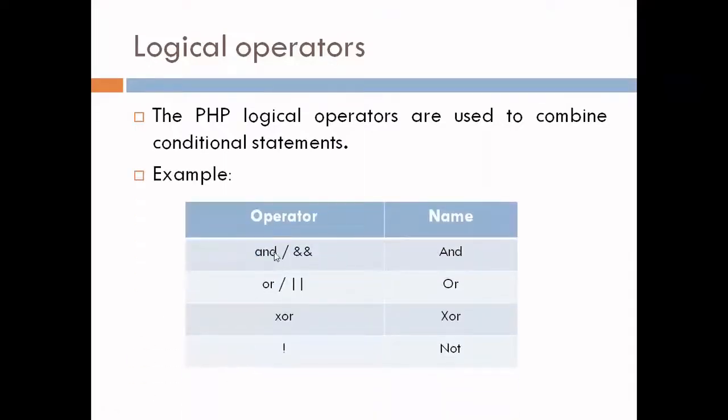Example: either write the and keyword or write two ampersands, so it becomes the and operator. Either write the or keyword or two vertical bars, so it becomes the logical or operator. XOR, so it becomes the XOR operator. Exclamation mark, so it becomes the not operator.